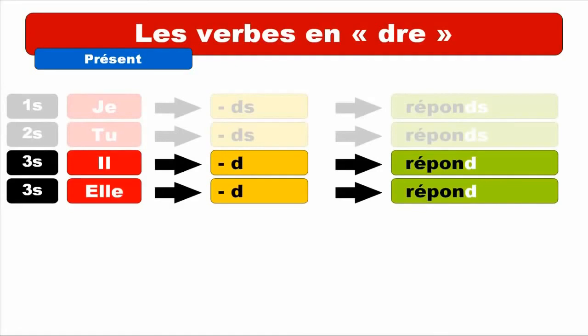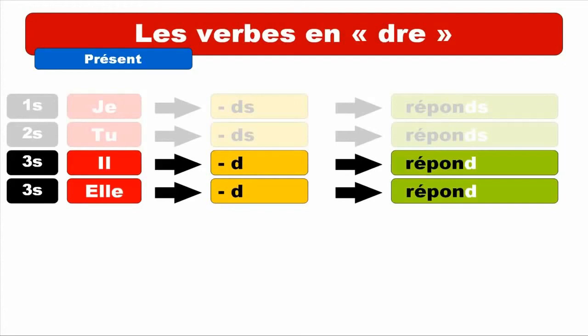Il, you've got D, okay, and you will get this form: il répond. Repeat. Il répond. Alright, so it's actually the same form that you pronounced for je and tu, and for elle it's the same thing: elle répond. Repeat. Elle répond. Okay, so je, tu, il and elle, phonetically, they're the same form, and it's répond.